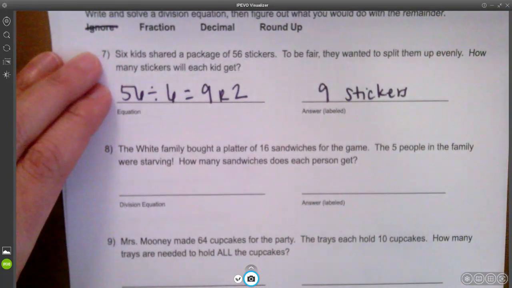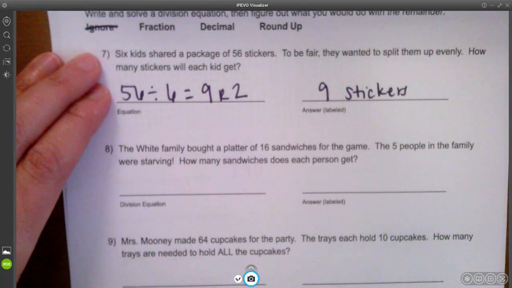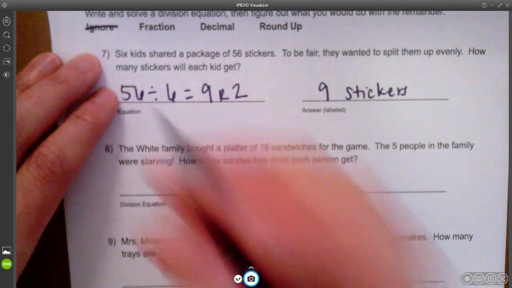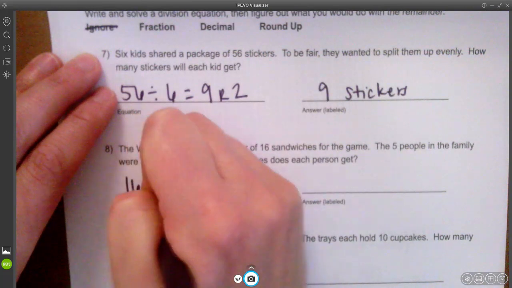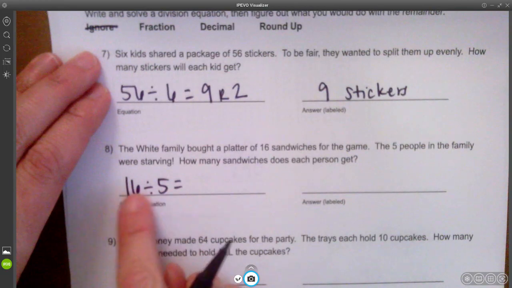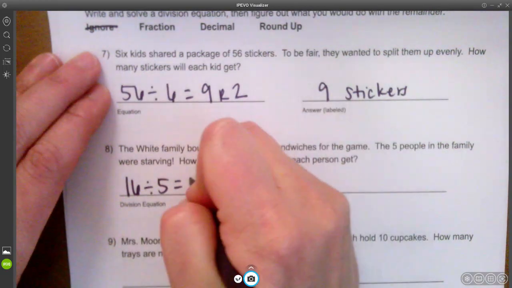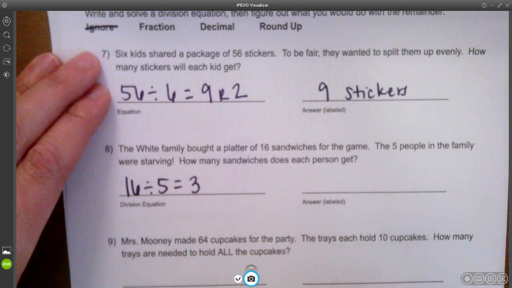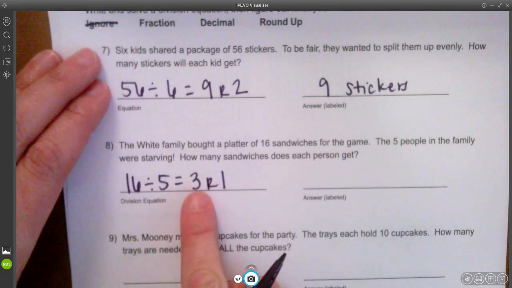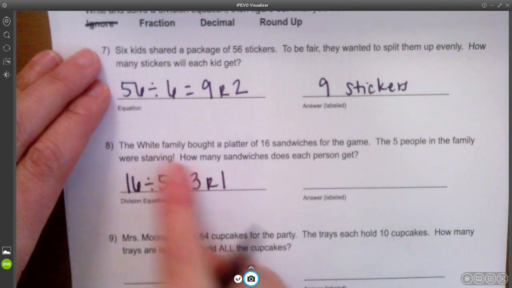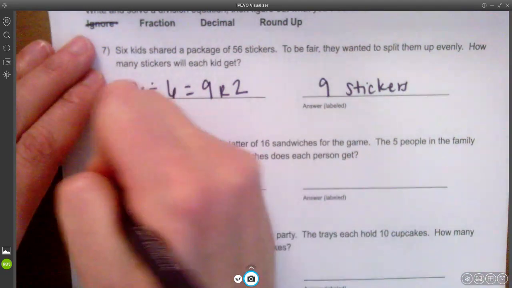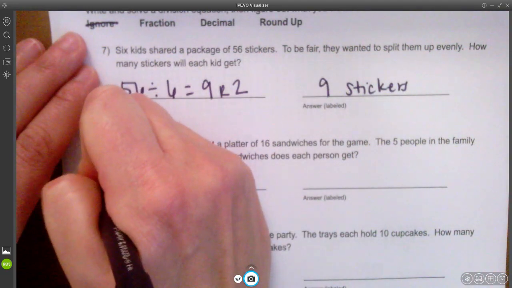All right, the White family bought a platter of 16 sandwiches for the game. The 5 people in the family were starving. How many sandwiches does each person get? So 16 sandwiches divided between 5 people. Think, what times 5 gets us as close to 16 as possible? 3 times 5 is 15. So there's 1 left over. So everybody gets 3 sandwiches, but there's this 1 sandwich left. Because they're starving, my guess is they're going to split that sandwich into fifths.